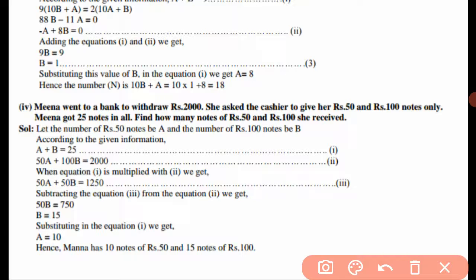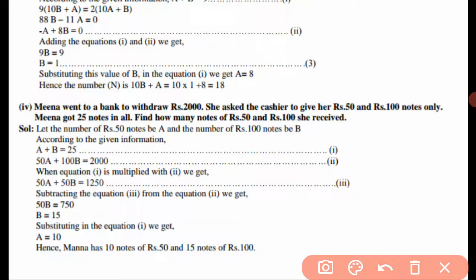So in this solution, let the number of 50 rupee notes be A and the number of 100 rupee notes be B. So the total number of notes is 25. So the first equation will become A plus B equals 25. For the second equation, the total 50 rupee notes are A, that means 50 into A, and the total 100 rupee notes are B, so 100 into B. So this will become 50A plus 100B, that is equal to 2000, because the total rupees taken was 2000. Now the second equation will be 50A plus 100B equals 2000.